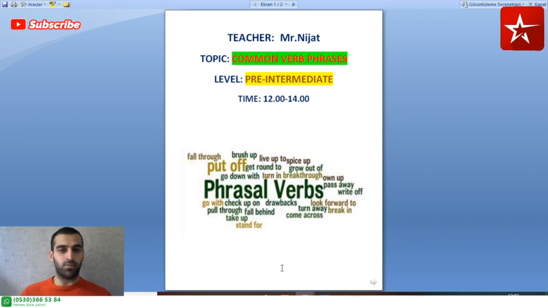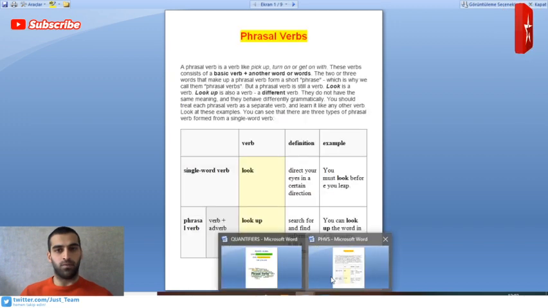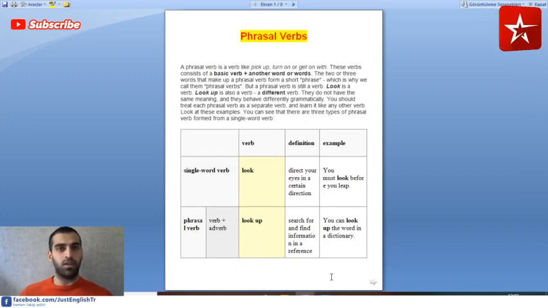Firstly, I'm going to explain the meaning of phrasal verb. What is the meaning of phrasal verb? A phrasal verb, as you see, is a verb. For example, pick up, turn on, get on with. These verbs consist of a basic verb plus another word or words. It can be a preposition or it can be an adverb, okay? The 2 or 3 words that make up a phrasal verb form a short phrase, which is why we call them phrasal verbs. But the phrasal verb is still a verb, okay?